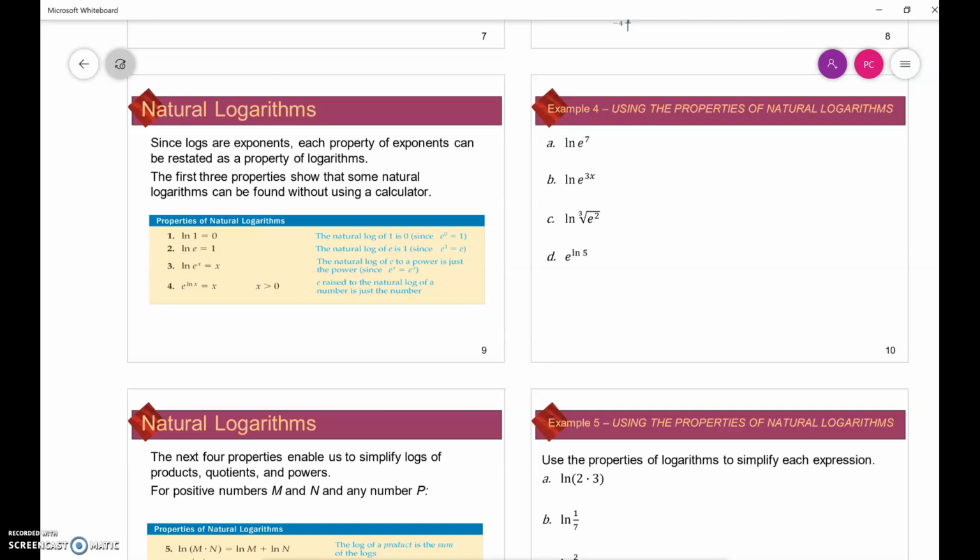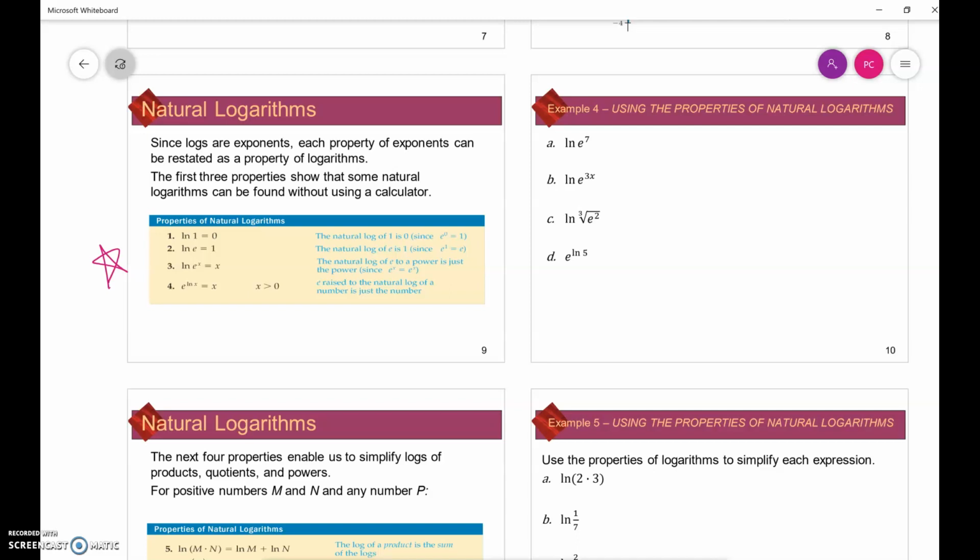The next one is ln of e is equal to 1. If your base and your big number are the same, it's equal to 1. If you have ln of e raised to the x, it's equal to x. e to the ln x is also equal to x. These are some good ones to put on your properties or your flashcards.